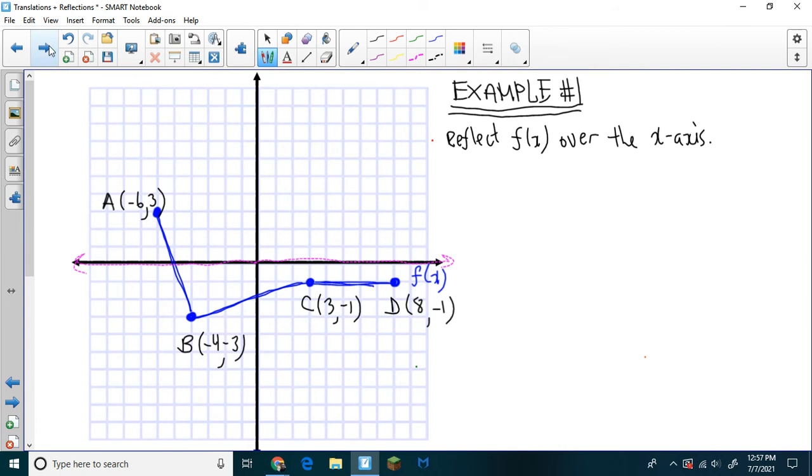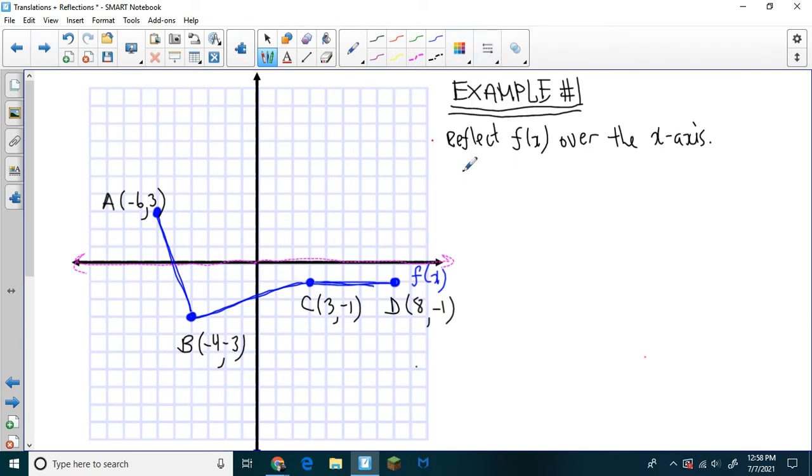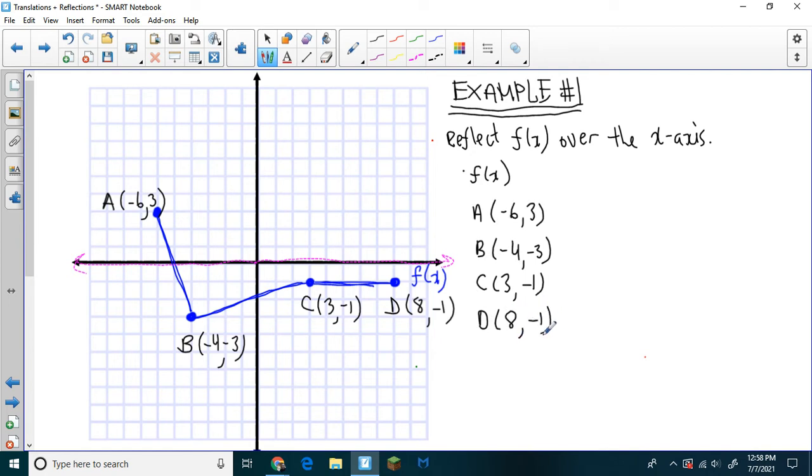So here is a graph of f of x. I just drew it myself. And we want to reflect f of x over the x-axis. So what I'm going to do, just to illustrate this point, is write out all the coordinates of f of x. I have A, which is (-6, 3). You've got B, which is (-4, -3). C, which is (3, -1). And D, which is (8, -1).